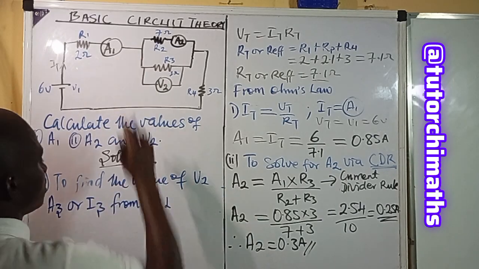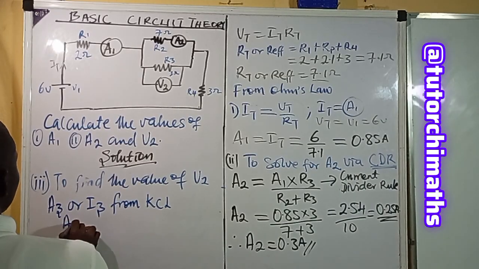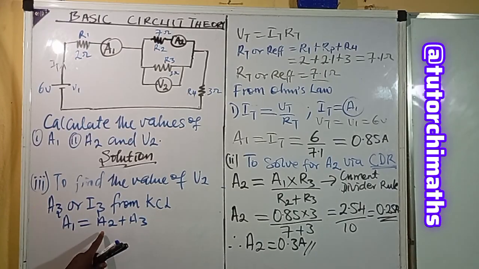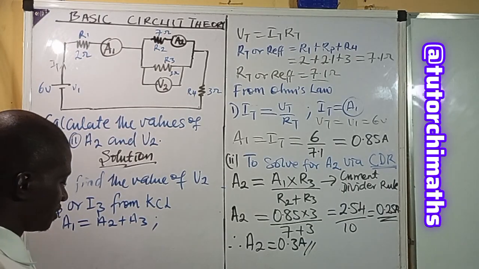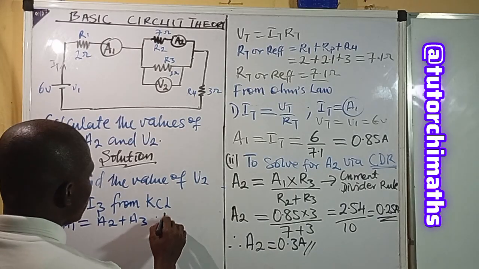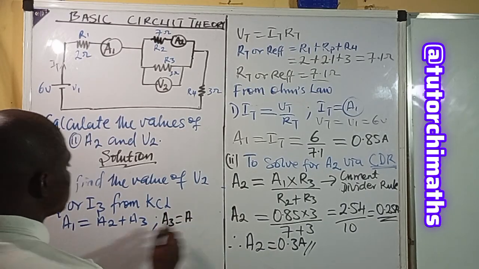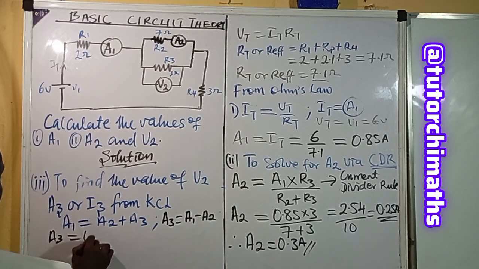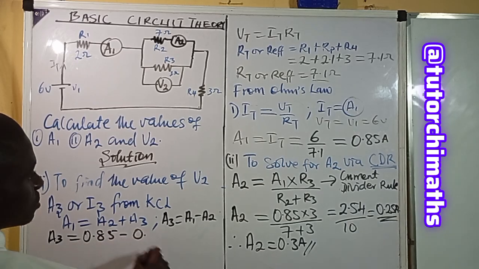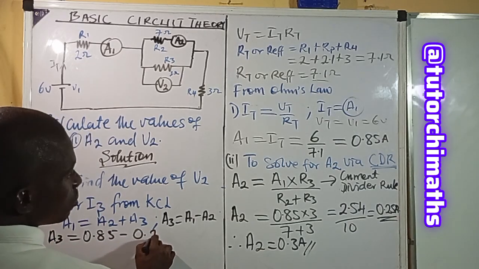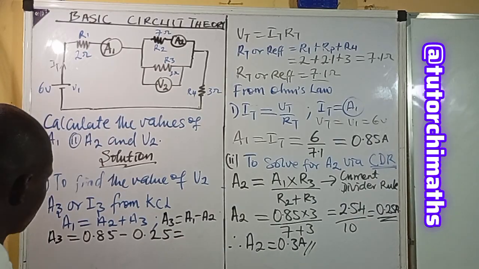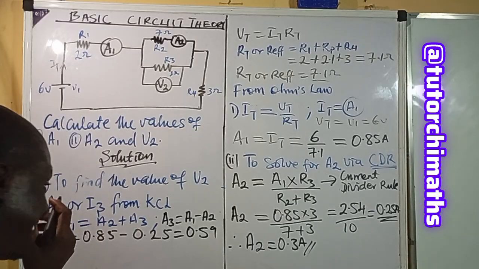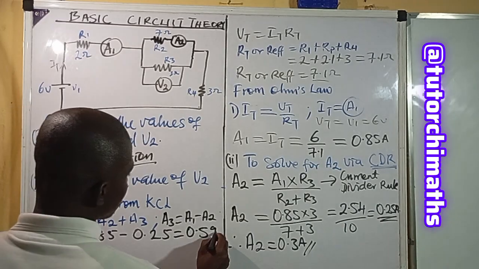If you apply KCL here, you observe that A1 is equal to A2 plus A3. We already know A1 and A2, so our A3 will be A1 minus A2, which equals 0.85 minus 0.25. This will give us 0.59 here, approximately 0.6. So let's have this as 0.59 ampere.